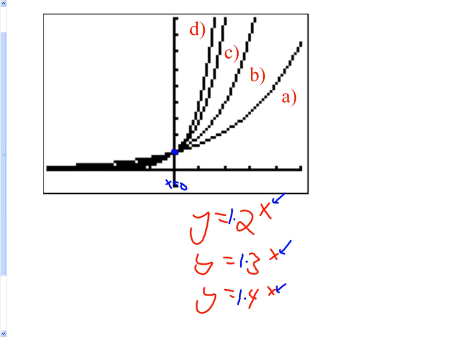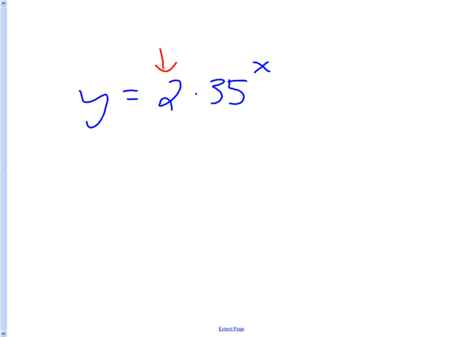All right, moving on to this one. What's the y-intercept of that one? 2. Because the y-intercept is where x equals 0. And if I stick in a 0 right here, then this whole term right here becomes what? 1. And then it's 2 times 1. And so the answer must be y equals 2 times 1, which is y equals 2. So the y-intercept must be 2. It's just the number that's out in front here.